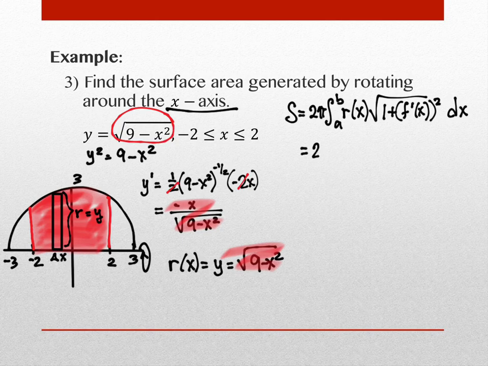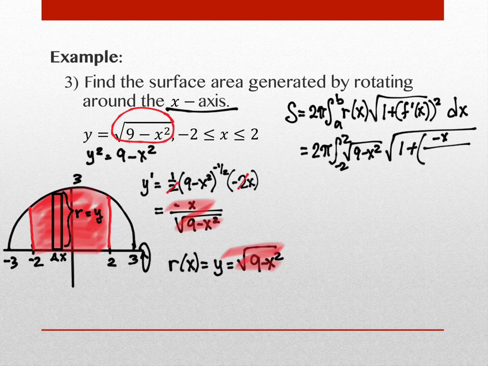And this looks like it's going to be awful, and you're going to be very pleased and surprised at how quickly it cleans up and simplifies. All right, a and b are going to be what? -2 and 2. R of x is the square root of 9 minus x squared. And then I have 1 plus -x over the square root of 9 minus x squared, all squared. Admittedly, it looks terrible, right? It looks bad.